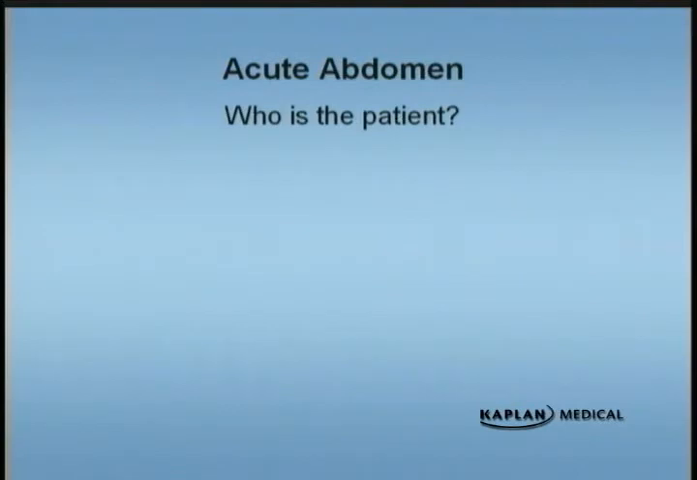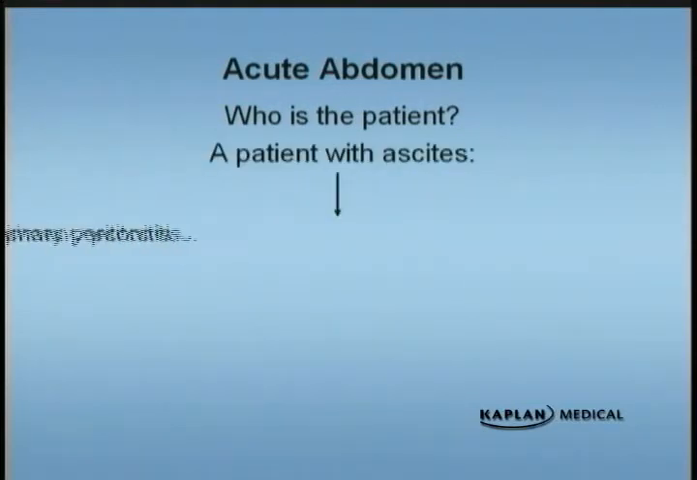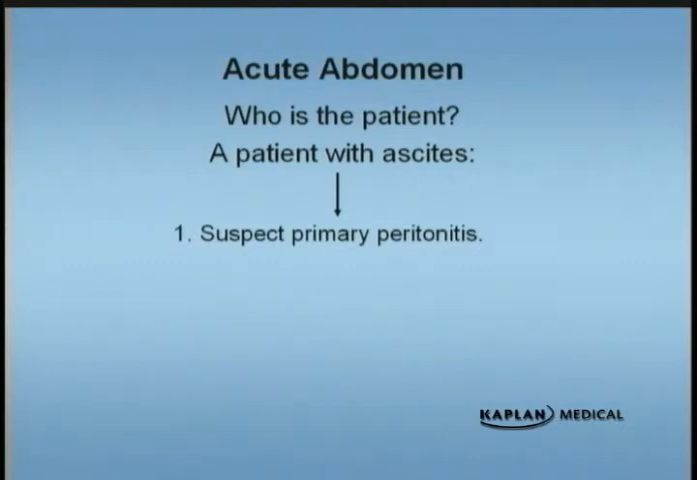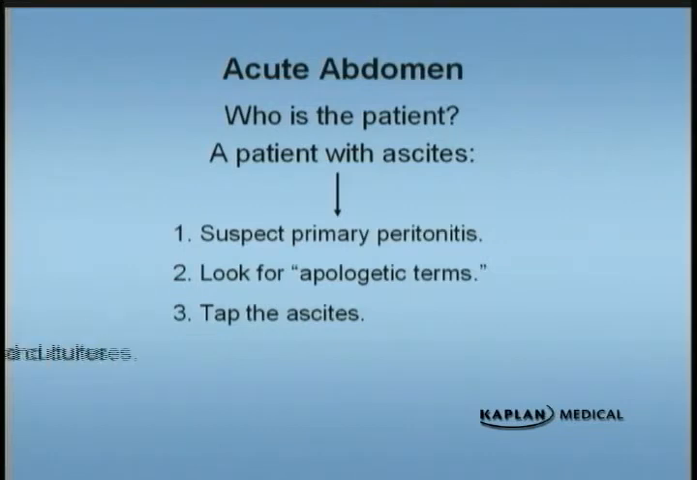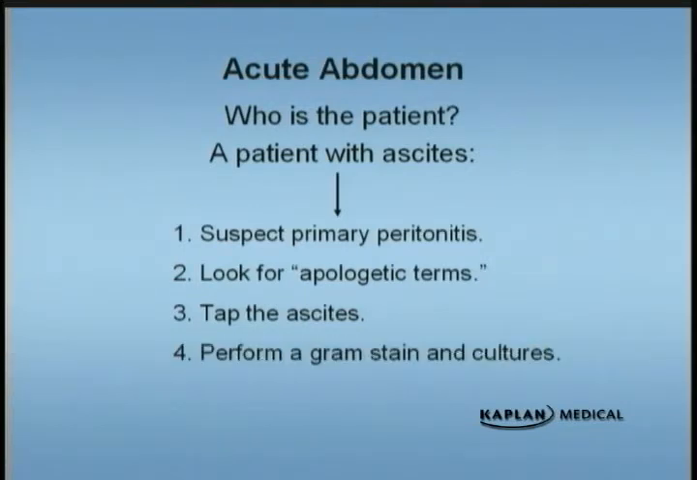So we have an acute abdomen. Let's ask ourselves, what would be the hints we get by knowing who is the patient? If it is a patient with ascites, we suspect primary peritonitis. We look in the description for what I mention as apologetic terms. This is not quite an acute abdomen. You tap the ascites, you do gram stain and cultures, and you treat with antibiotics.